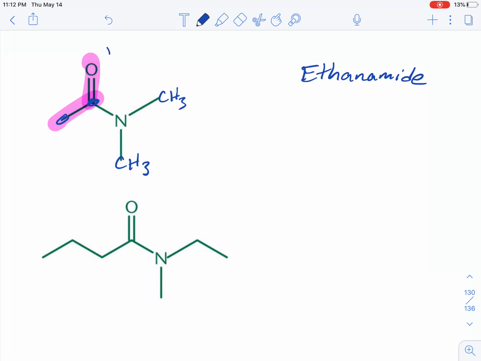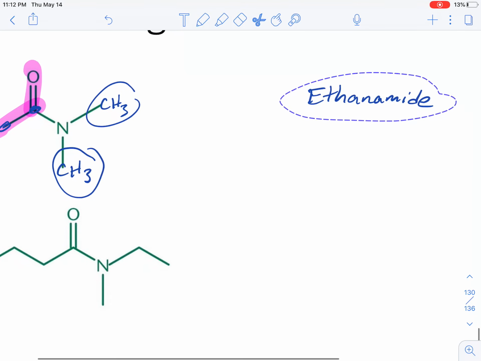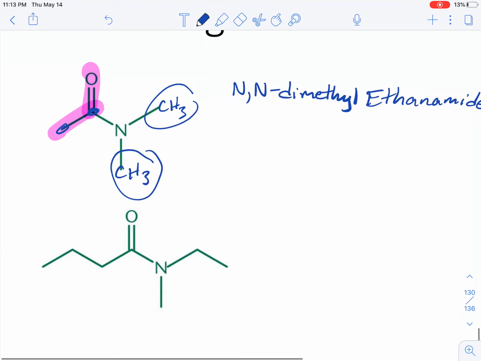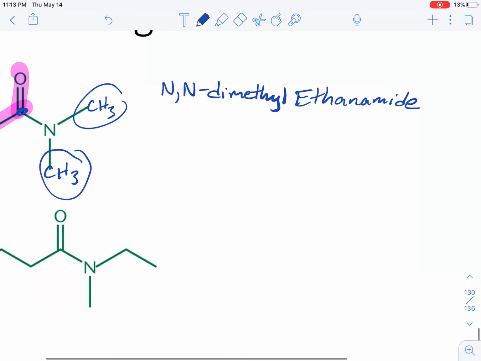No substituent on the parent chain, and so I'm going to describe my other 2 R groups. So for my other 2 R groups, I have 2 methyls, so that's going to be N,N-dimethyl ethanamide, and that's the full name of this organic compound. So it's very similar to tertiary amines.